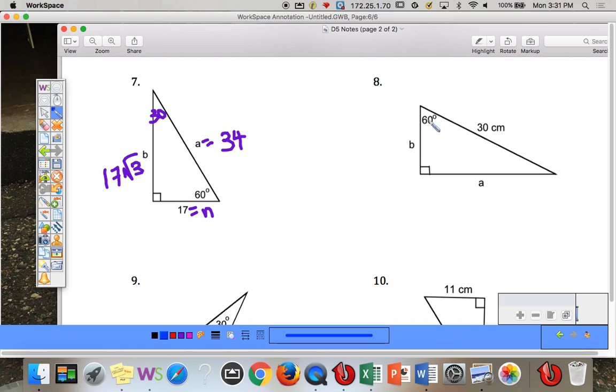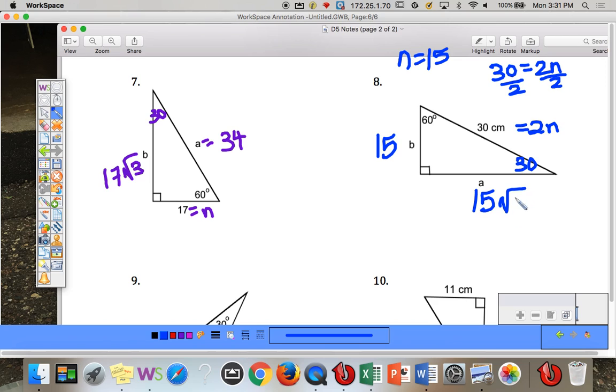All right, the second one over here, between the 30 and the 60, that's 2n. So if we have 30 equals 2n, divide each side by 2. So n is 15, and that goes between the 60 and the 90. And the last side is n√3, so 15√3.